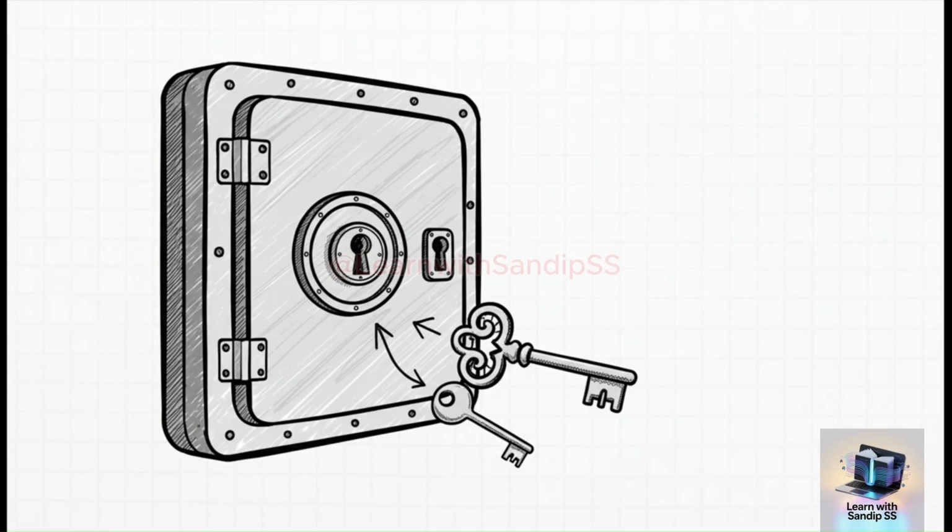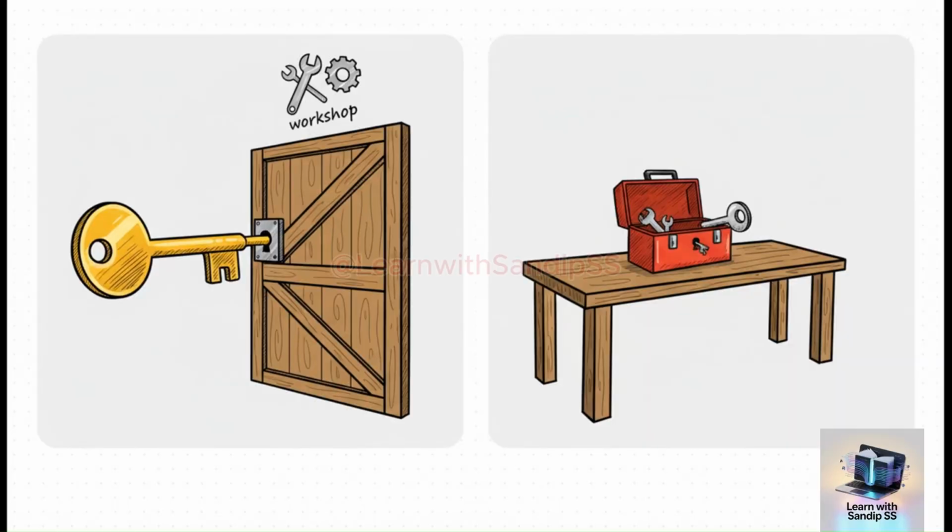But before you can just jump in and start moving data, you need the right keys to unlock the door. And it's not just one key. It's actually a two-part security system to make sure everything stays secure and nothing gets messed up. And this is exactly how those two keys work.